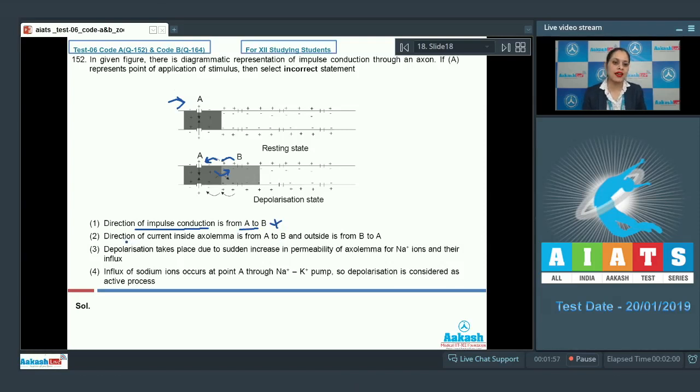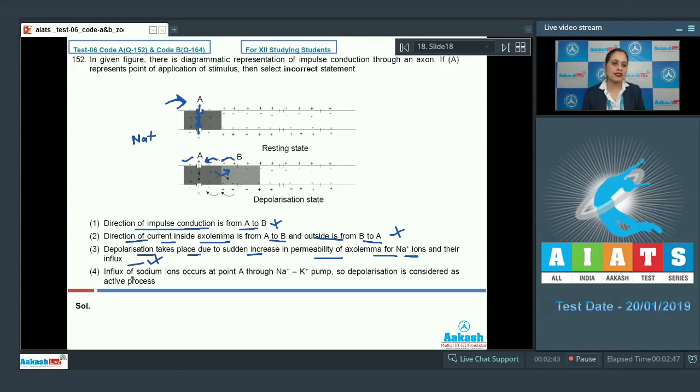The next statement given is, direction of current inside axolemma is from A to B and outside is from B to A. As it is also a correct statement, this cannot be the correct answer to our question. The next statement is, depolarization takes place due to sudden increase in permeability of axolemma for sodium ions and their influx. As it is also a correct statement, this cannot be the correct answer. When there is application of threshold stimulus, there is increase in permeability of axolemma to sodium ions, and there is influx of sodium ions, and this will lead to depolarization.